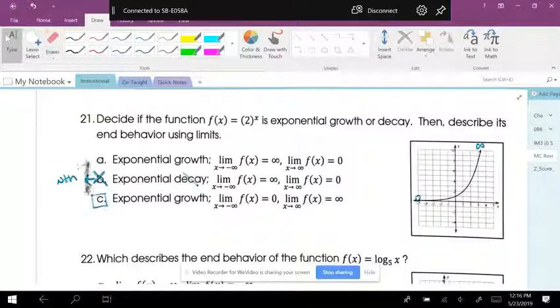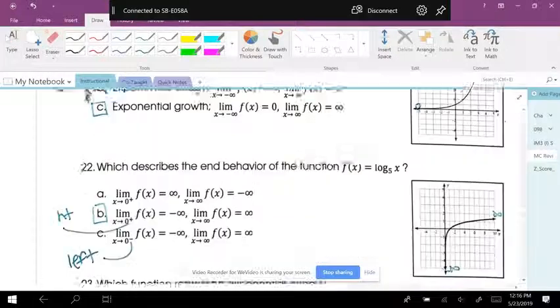On the left side, where is the graph going? Well, if it was going to positive infinity, it would be shooting up. But it's not. It's going to 0. On the other side, it's going to positive infinity on the right side. So as x gets bigger, the y values get bigger, and that's why it's C. But again, you could get a 50-50 shot just knowing that it was not decay.